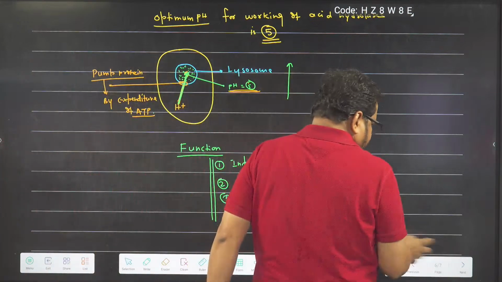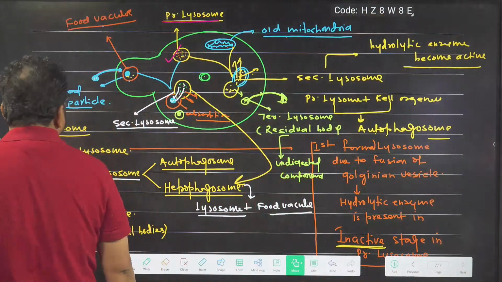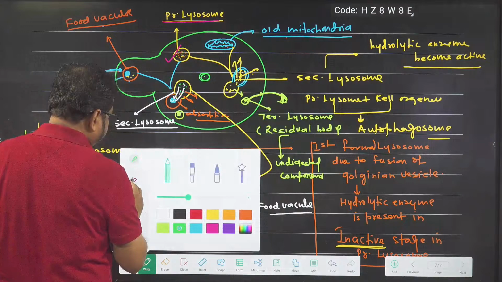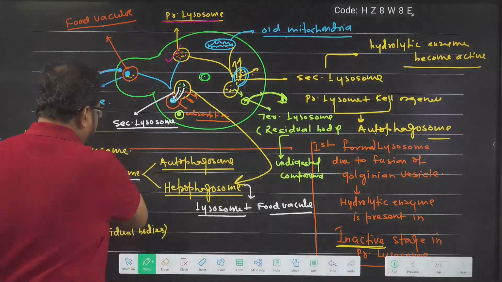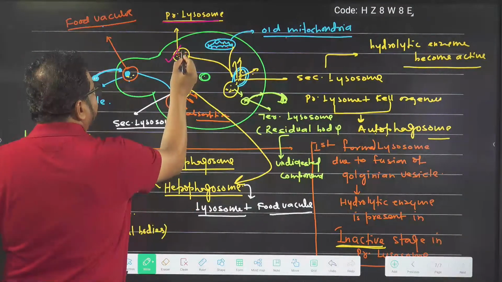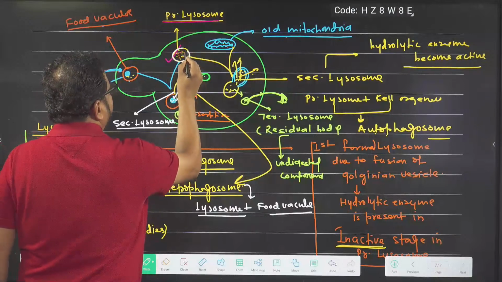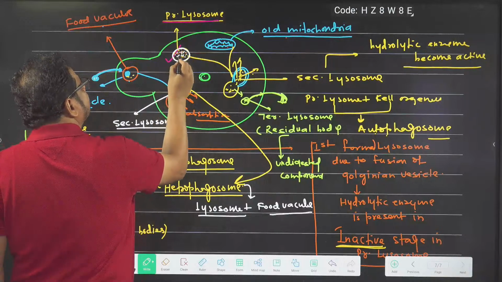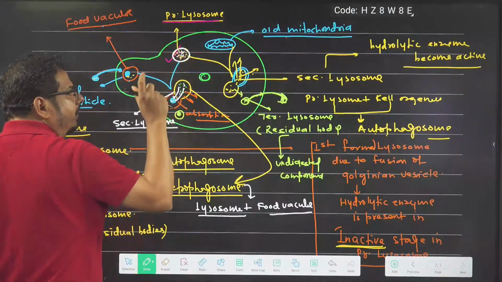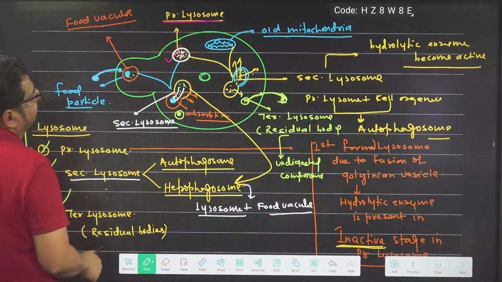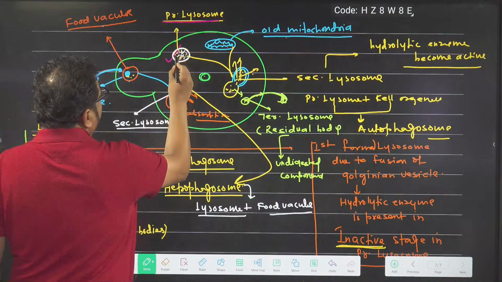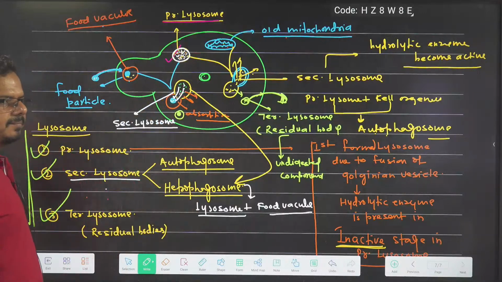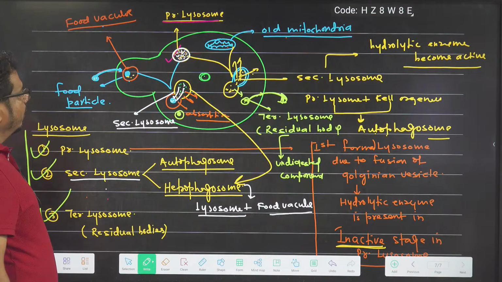Now come to the next slide. I am explaining it, so just give your attention. This is the primary lysosome. It contains different hydrolytic enzymes. This lysosome is formed by fusion of many vesicles of the Golgi complex. So in this primary lysosome, when first formed, all the enzymes are present in an inactive stage. Got the idea? Now what happened?